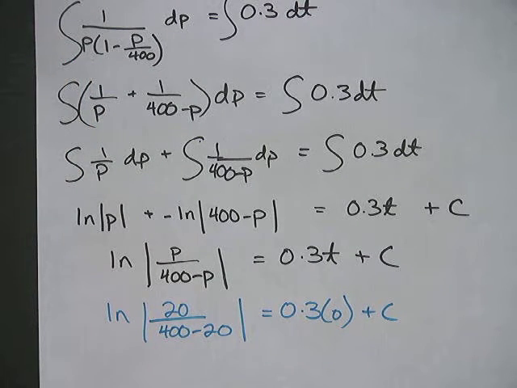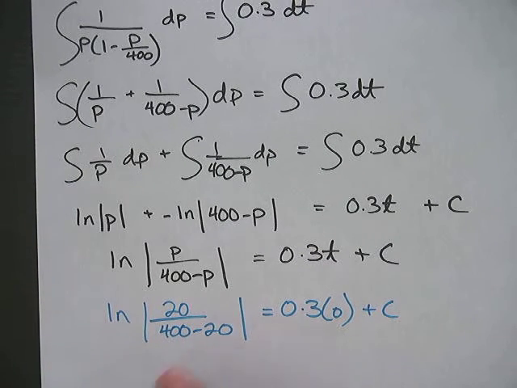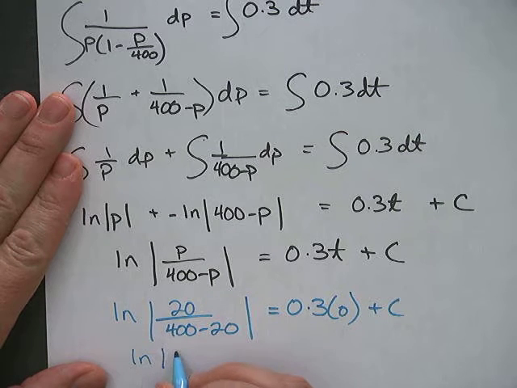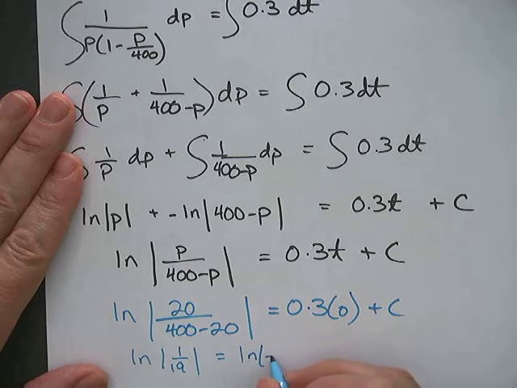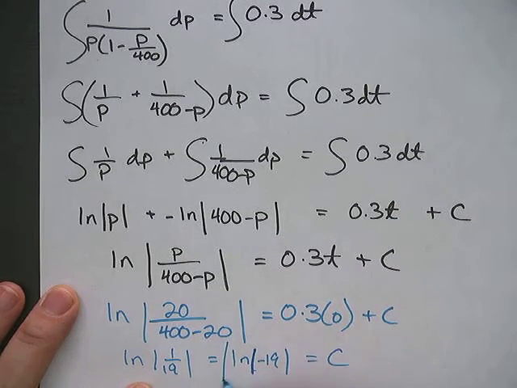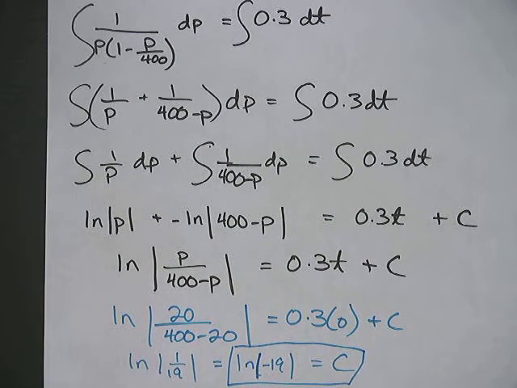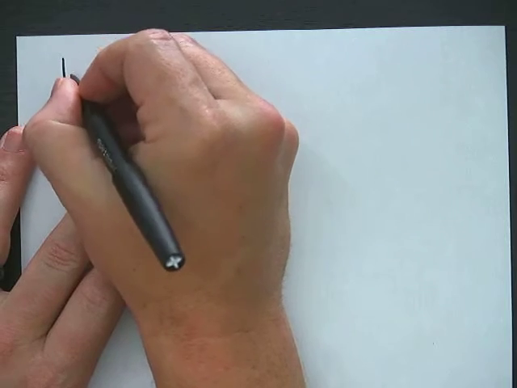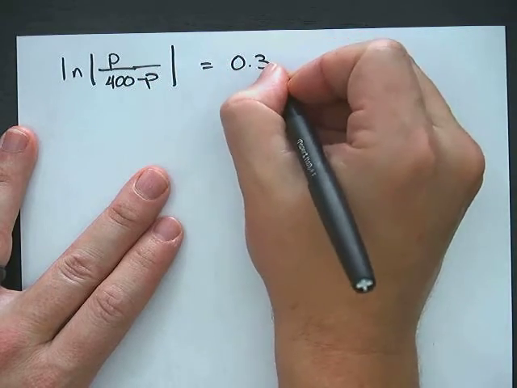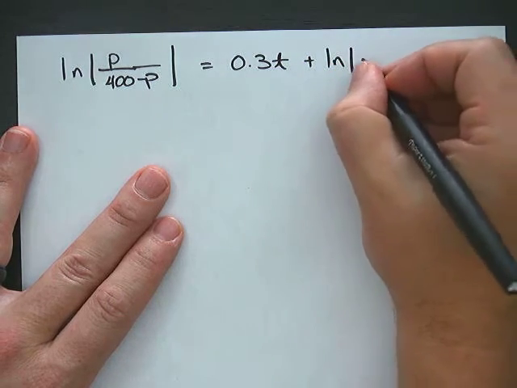Okay, so when you combine those together, you're going to end up getting, let's see, ln of 20, that's 380 on bottom and 20 on top. So that's going to be ln of 1 over 19, which you can change to ln of negative 19. All right, so we have ln of negative 19 for our c. Now that we have our c, we can write this problem out. It won't be in the final form yet, but let's go ahead and write it out. So I have ln absolute value of p over 400 minus p equals 0.3t plus ln of negative 19.